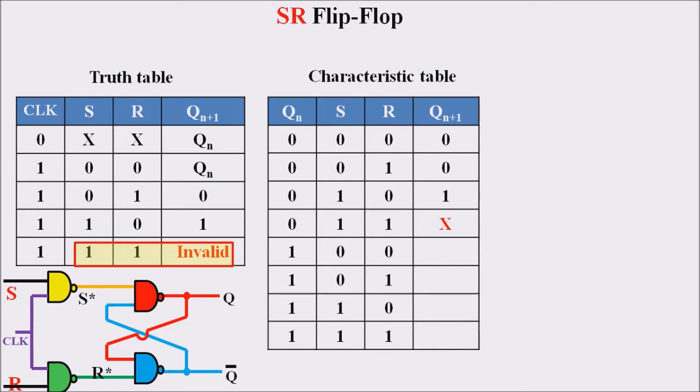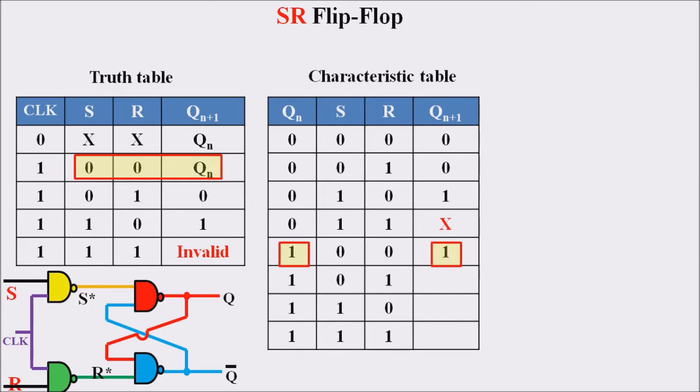And if we are moving towards Qn equal to 1 with S equal to 0, R equal to 0, according to the truth table, S equal to 0, R equal to 0 results in an output of Qn, that is the previous state itself.